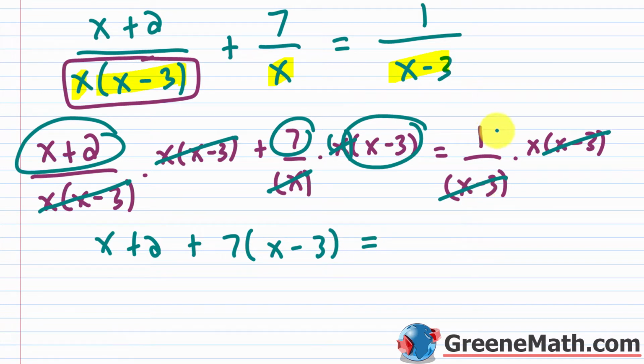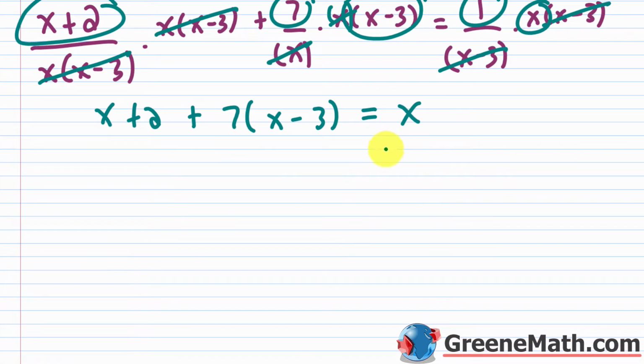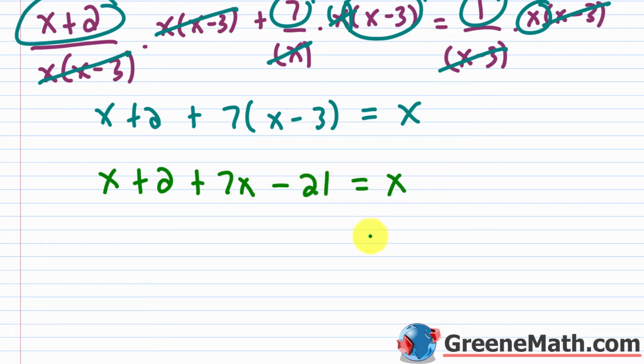Then this equals, you have 1 multiplied by x, which is just x. So I'm just going to say this is x plus 2 plus 7 times x is 7x, and then minus 7 times 3 is 21, and this equals x. So let's combine like terms here. X plus 7x is 8x, and then 2 minus 21 is negative 19, and this equals x.